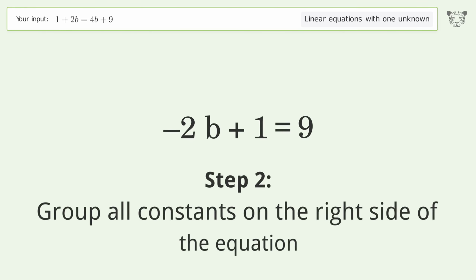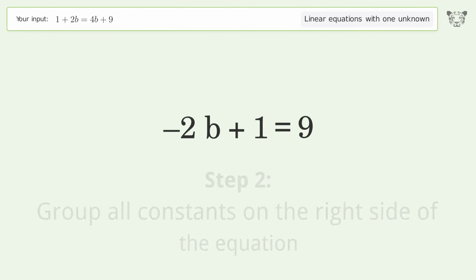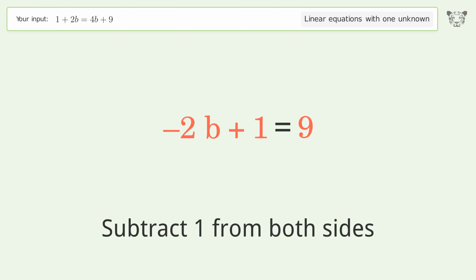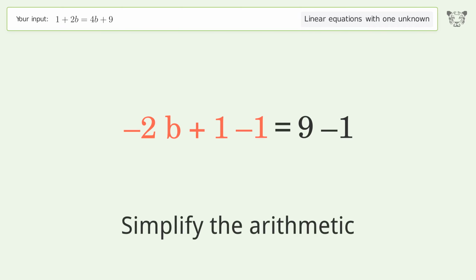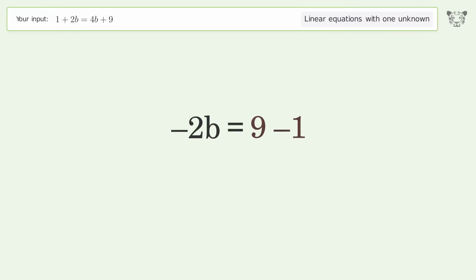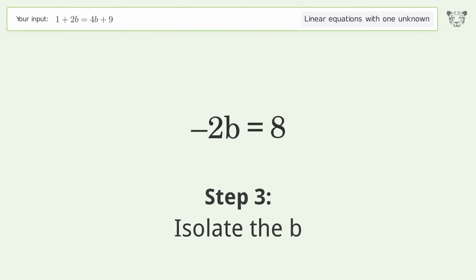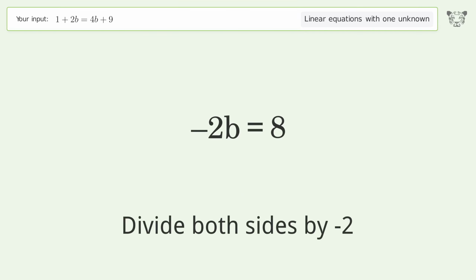Group all constants on the right side of the equation. Subtract 1 from both sides. Simplify the arithmetic. Isolate the b. Divide both sides by -2.